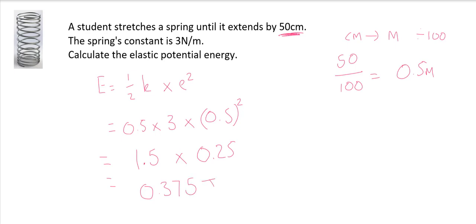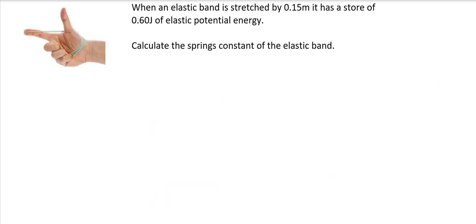0.375 joules. Now exams tend to ask you to give your answer to 2 decimal places. So to give this answer to 2 decimal places, it becomes 0.38 joules. Let's look at a more challenging question where this time we're asked to calculate the spring's constant.